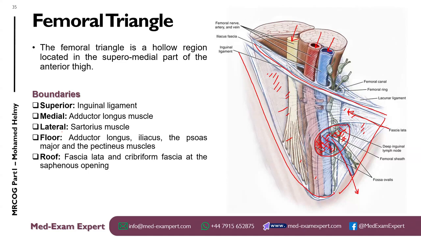Okay, so this is the saphenous opening. And this saphenous opening, we also call it fossa ovalis. This is another name of this opening. It has two names, fossa ovalis or the saphenous opening, which transmits the great saphenous vein, draining into the femoral vein. And this defect in the fascia lata is covered by another thin fascia. We call it the cribriform fascia. Is this part clear, everyone?